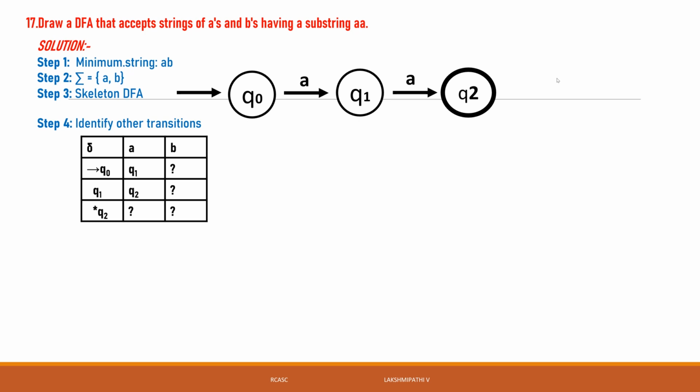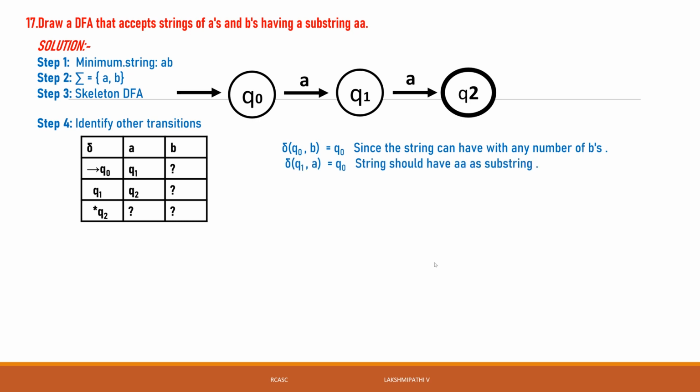Then Q1 of B, which state will it produce? See, Q0 of B is Q0, that's right. Then Q1 of B is Q0, that is the right answer, since the string should have AA as a substring. That's why Q1 of B is Q0 only.